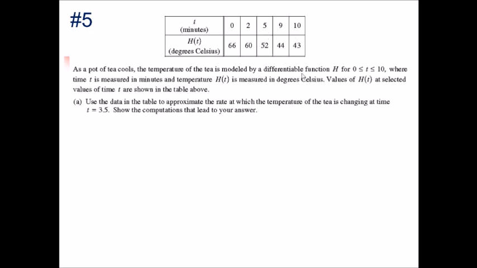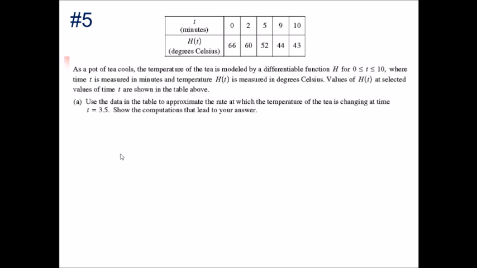Since this is a differentiable function, we can try approximating the instantaneous rate of change at 3.5 by finding the average rate of change over the interval that 3.5 is contained in. So the best interval to use, I would think, would be from 2 to 5. That's the closest to 3.5. So let's find the AROC between those values.